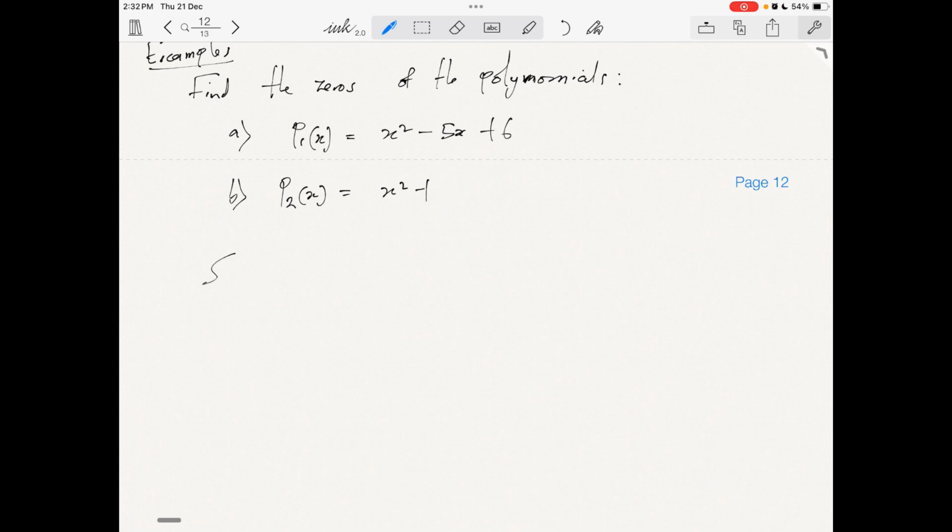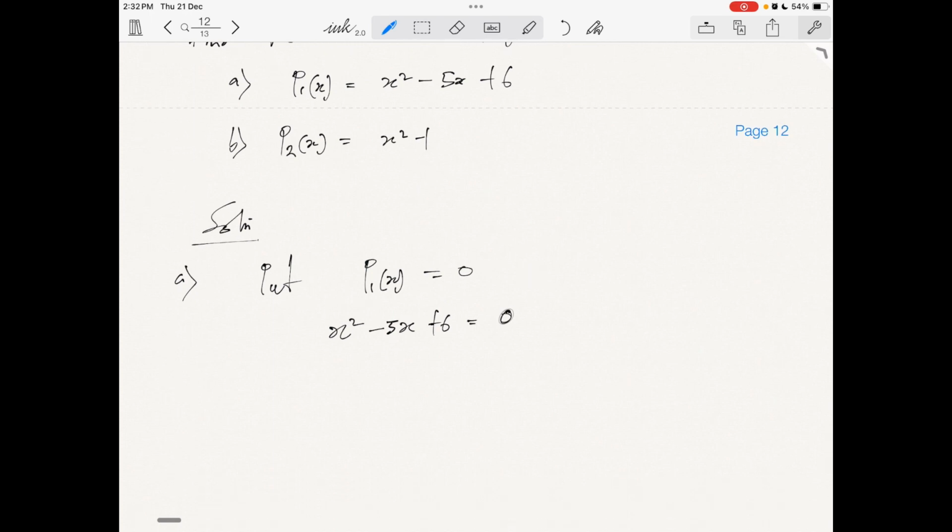So for a, we put p1 of x equal to 0. So we equate this polynomial to 0. Therefore we have x squared minus 5x plus 6 equals 0. All we have to do is solve it as a quadratic equation.